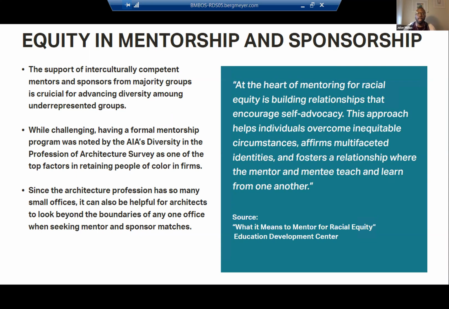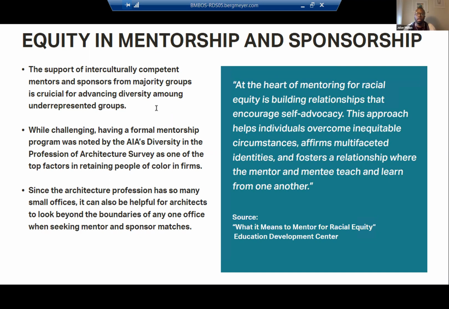And since the architecture profession has so many small offices, it can also be helpful for architects to look beyond the boundaries of any one office when seeking a mentor or a sponsorship match. In Boston in particular, we have a large AEC community, I think one of the largest in the country. It just kind of goes unnoticed. And in that comes a lot of really small but really well endowed firms. It would be helpful to join BSA groups, join Bosnoma even, sort of get out into professional and also social environments to find people that you have likeness with, even if they're across group lines.